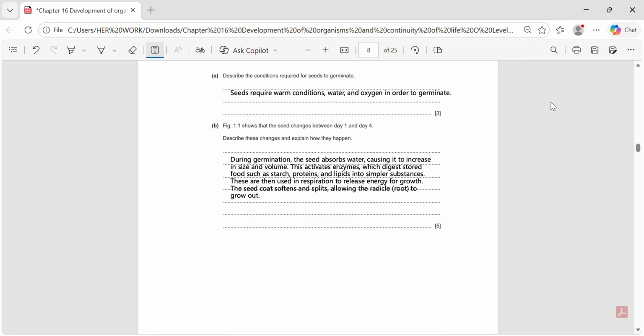The answer for this is, during germination, the seed absorbs water, causing it to increase in size and volume. This activates enzymes, which digest stored foods such as starch, proteins, and lipids into simpler substances. These are then used in respiration to release energy for growth. The seed coat softens and splits, allowing the radicle, which is the embryonic root, to grow out. So, water intake starts all the internal processes, enzymes break down stored food, energy is released, and the first visible growth is the radicle emerging from the seed.